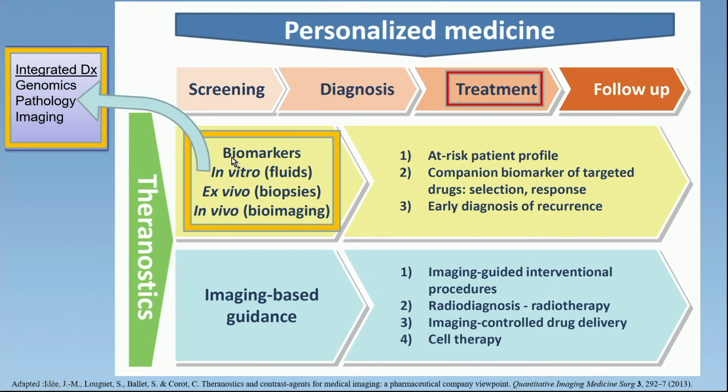And those biomarkers come complementarily from in vitro, like fluid diagnostics for genomics, ex vivo for biopsies like pathology, and in vivo for imaging, right? So we are kind of cool because we're in this in vivo bucket, which is an exciting place to be, all right? And from that, again, you can get an at-risk patient profile, companion biomarkers of targeted drugs for selection and response, and we can also do early diagnosis of recurrence, or localized recurrence after maybe a fluid biomarker is detected that it has recurred.